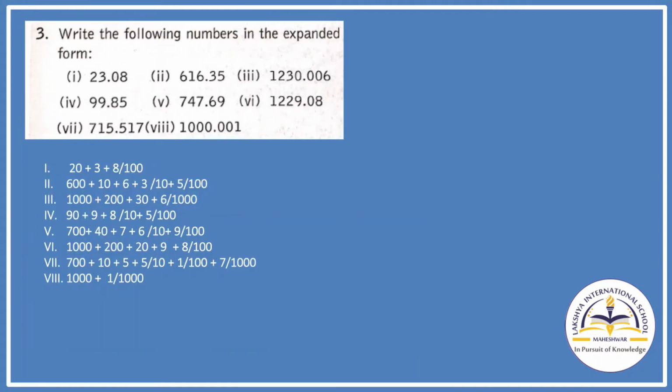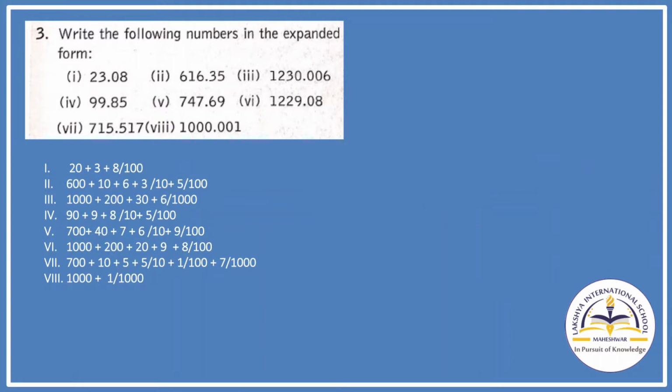Now question number 3. Write the following numbers in the expanded form. Now the first one is 23.08. Now 23, how can you write 23 in expanded form? 20 plus 3. Now we have to write 0.08 in expanded form. So for 0 you can write 0 by 10, and for 8 you can write 8 by 100. Since this is 0, in the answer we directly write 20 plus 3 plus 8 by 100.